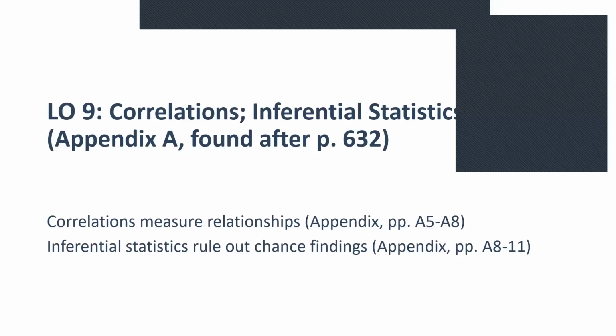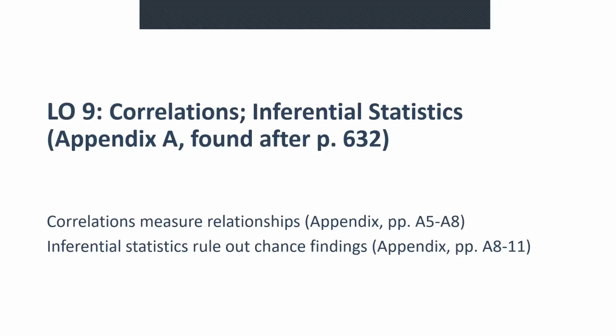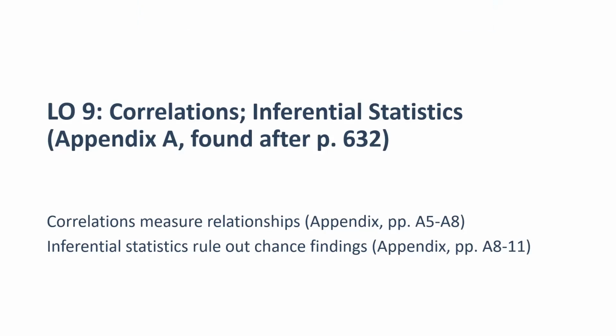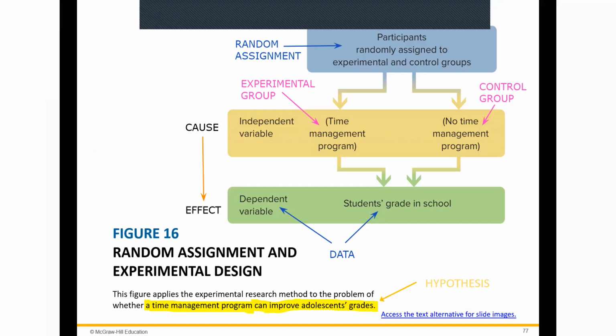Hello, Psych 101 students. We are up to learning objective 9, where we will return to the subject of correlations, and we will also talk about something called inferential statistics. As you can see, we've now moved into the appendix section of the textbook.